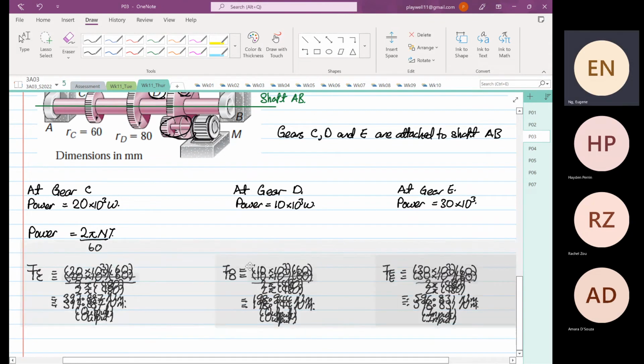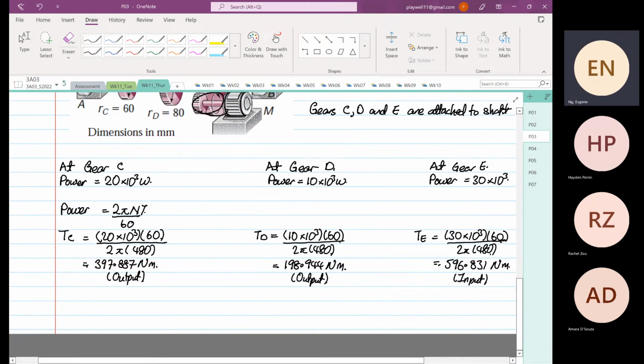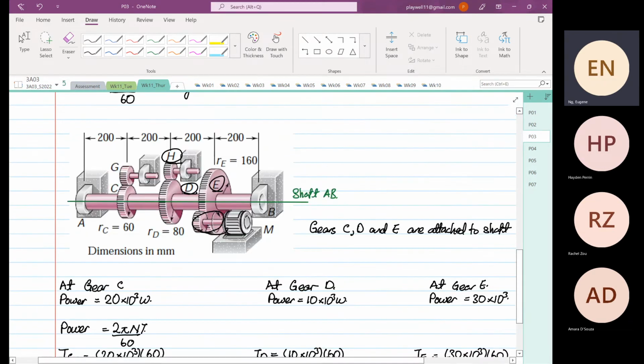So from here, right? Let me shift over here. We can calculate the force acting on gear C, which is equal to torque of gear C multiplied by radius of gear C. That is why this information is important. It's the radius of gear C, radius of gear D, radius of gear E, and not the radius of gear G, H, and the one attached to the motor.